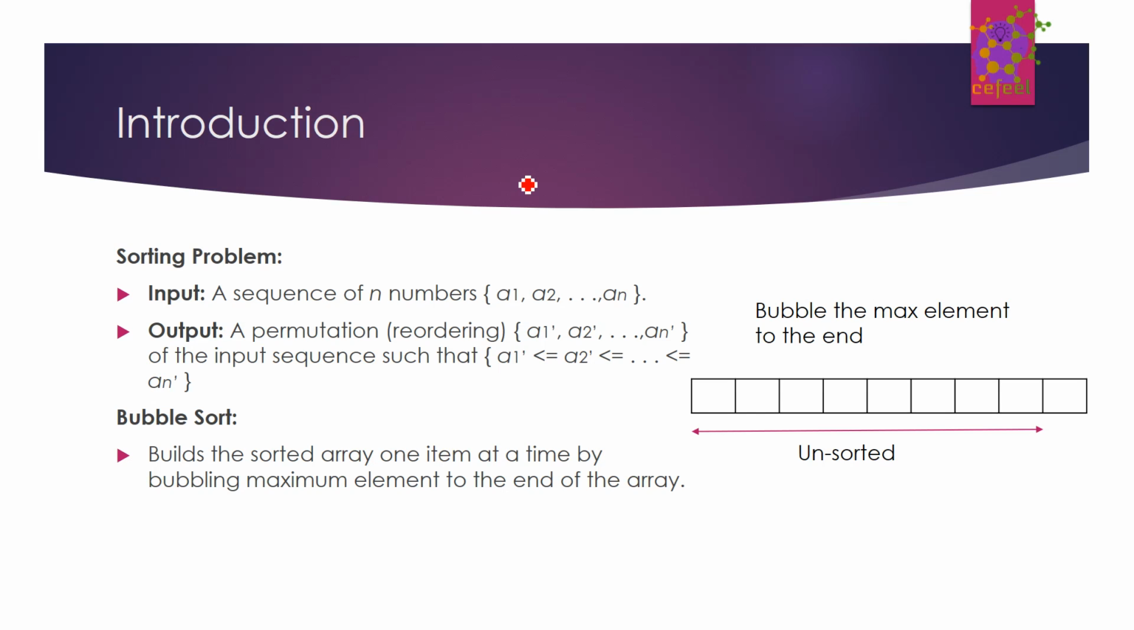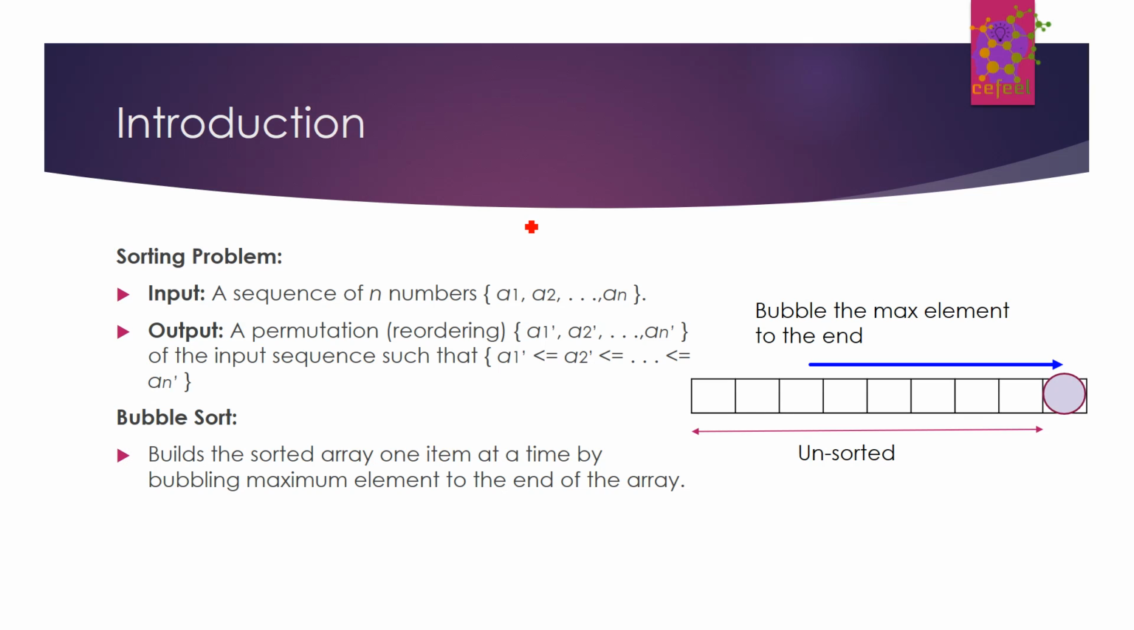The basic idea used here is that we just bubble the maximum element to the end of the array. Let's say we have an unsorted array with some numbers. We start from the first element and compare the first two elements, swap so the maximum is in the second position, and then we compare the next two elements, the second element and the third element, and move the maximum element to the third, and we keep on doing it till we get the maximum element at the end, which means essentially we have bubbled the maximum element to the end of our array.